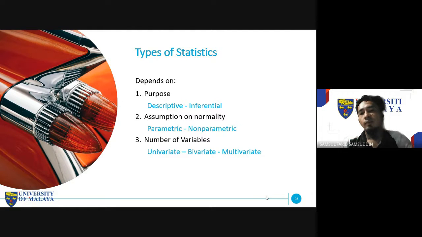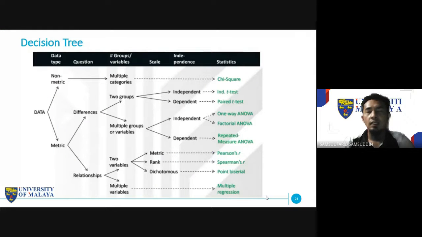And then for number of variables, so if the variables only consist of one variable to be analyzed, univariate. For two variables, bivariate, and more than two variables, multivariate. So these three items determine the types of statistical analysis to be conducted. Right, this one, the decision tree on data, since we have gone through the type of scale of measurement, I've just shared this decision tree to conduct what types of statistical analysis to be conducted.